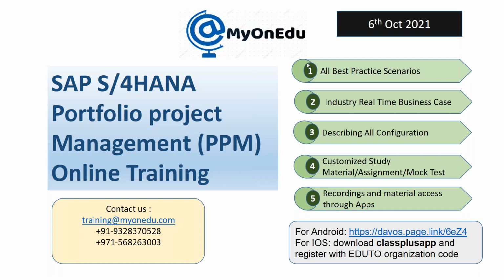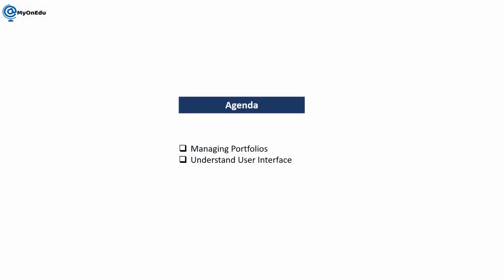But before going deep, we need to understand the entire picture, what exactly we have in portfolio project management and how we can manage different kinds of projects with the help of SAP Portfolio Project Management. My session today focuses on managing portfolios and understanding the user interface. In managing portfolios, I will explain the complete business process steps and phases, how we go with any proposals, and how we can understand the complete requirement and approach to implement SAP PPM. And next is understanding the user interface.